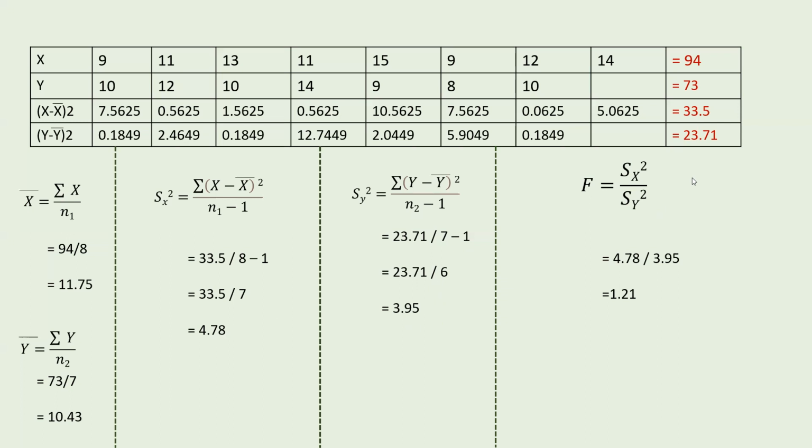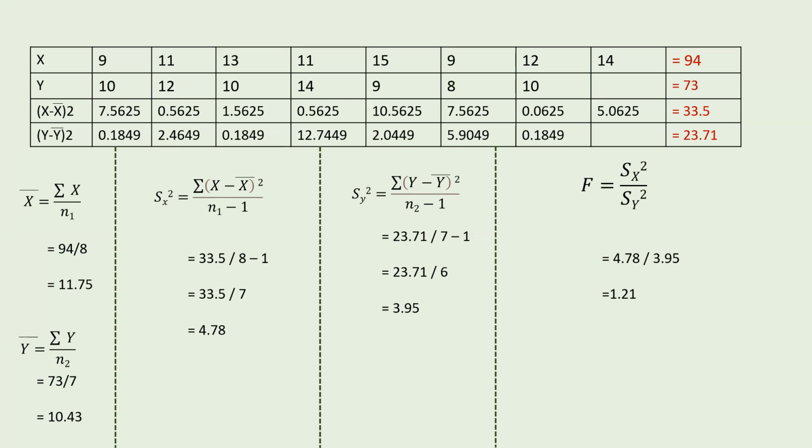Finally, we have to substitute in the F formula. The F formula is Sx square divided by Sy square. So 4.78 divided by 3.95 gives us the answer 1.21. So this is our F calculated value.